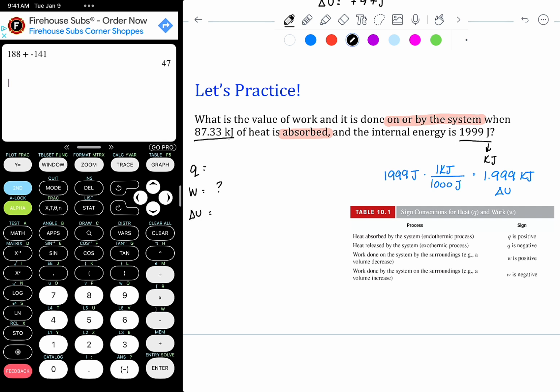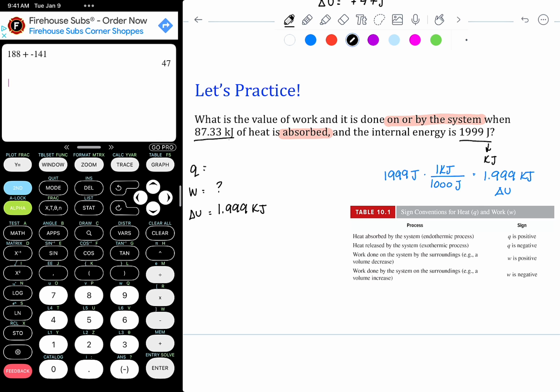W is what we're looking for. That's what we're solving for. Delta U we just found to be 1.999 kilojoules. Again, if you wanted to convert the heat to joules and keep delta U in joules as well, go for it. They just need to be the same unit, okay?